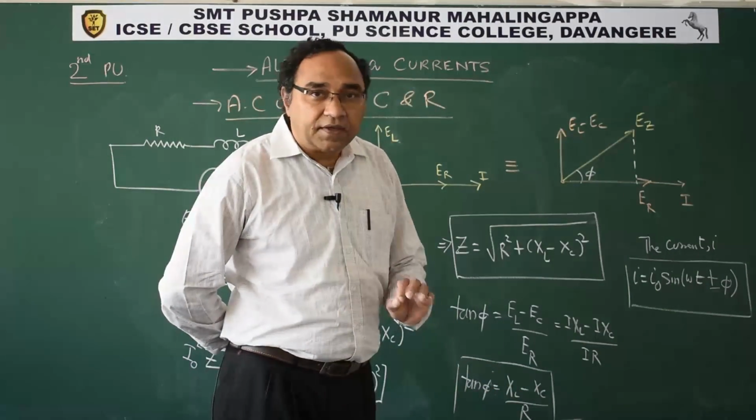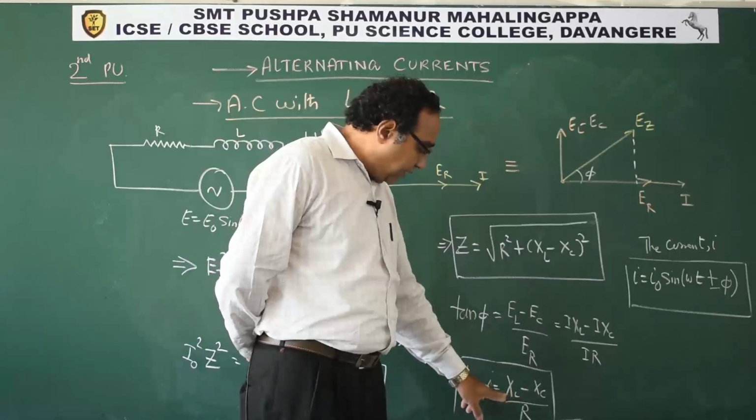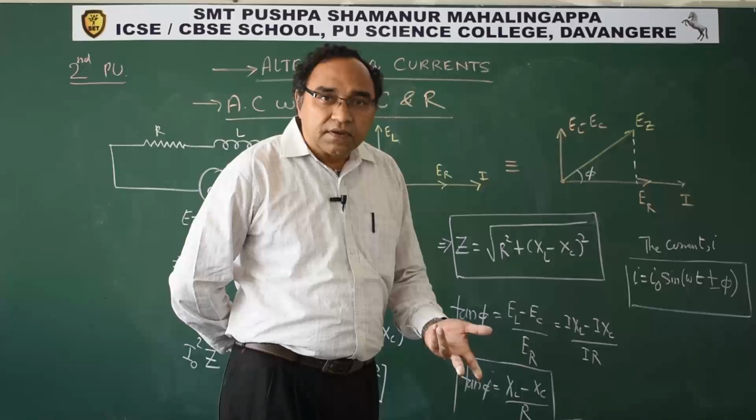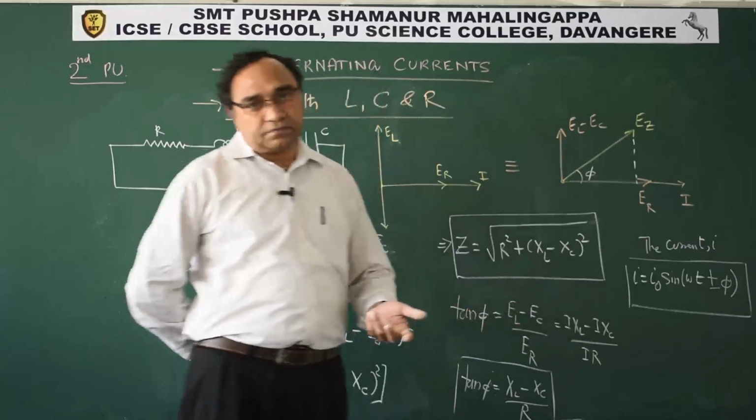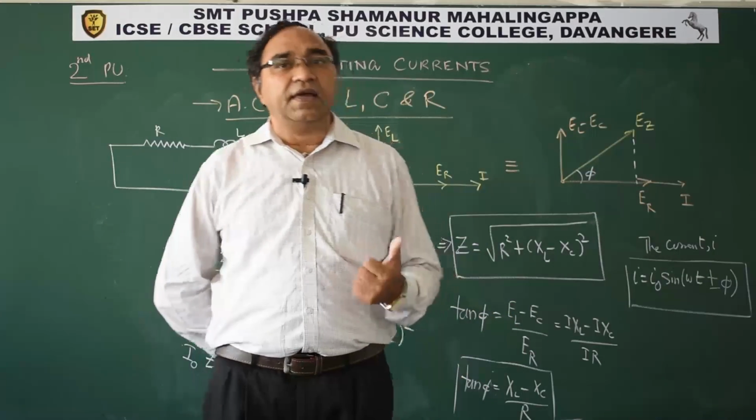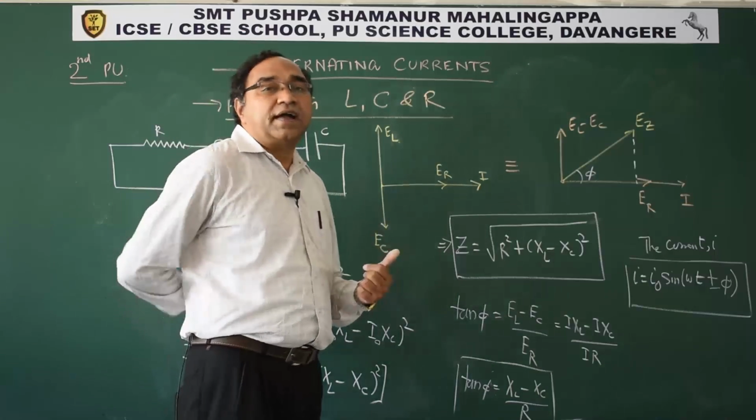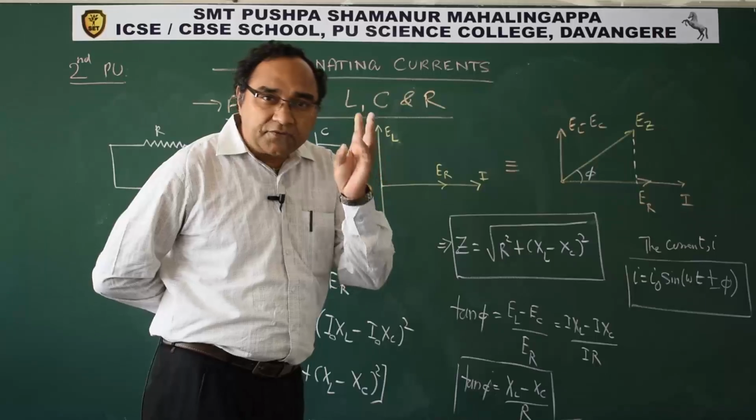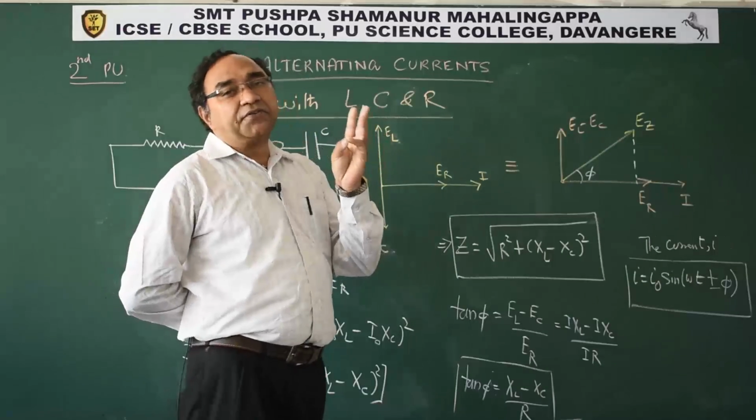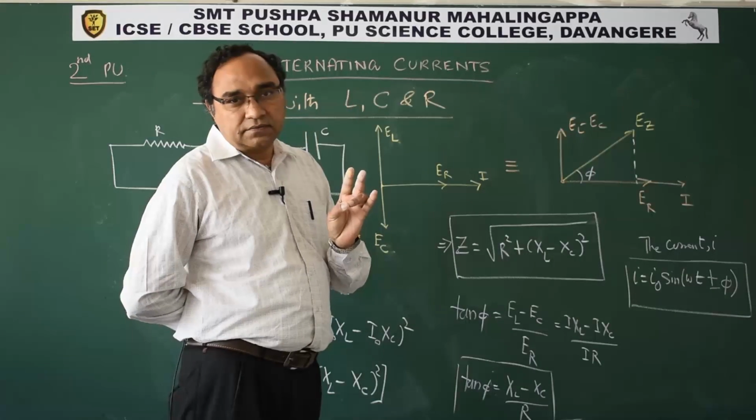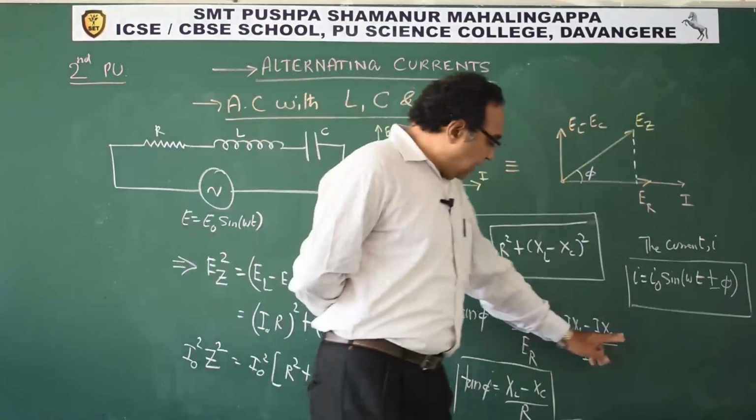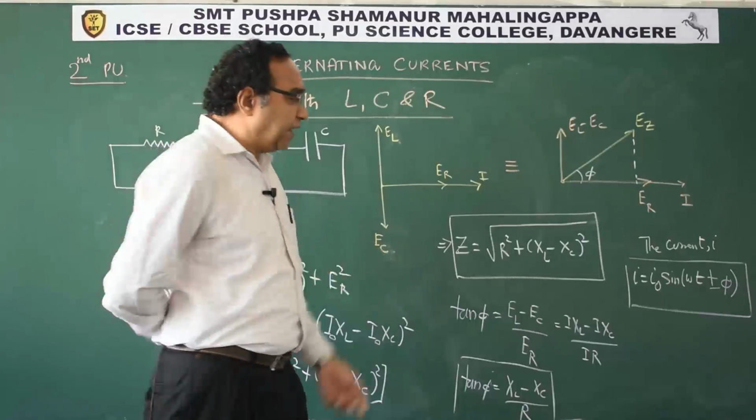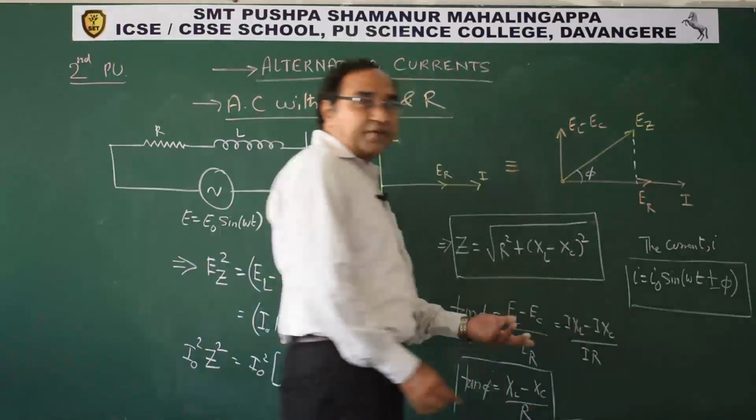So what we can say, either XL is greater than XC or XL is less than XC. That will depend upon the data. What is XL? XL is omega L. Omega L is what? 2 pi FL. So XL depends on the value of F and on the value of L. Now it is possible that XC, which is 1 by omega C, is different. So there is a possibility that XL is greater than XC.